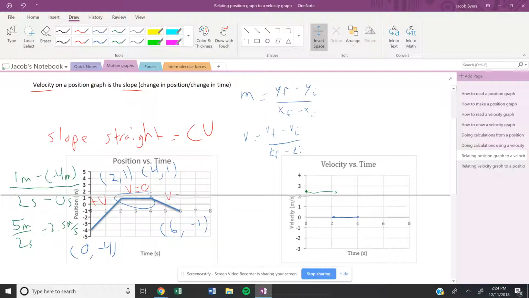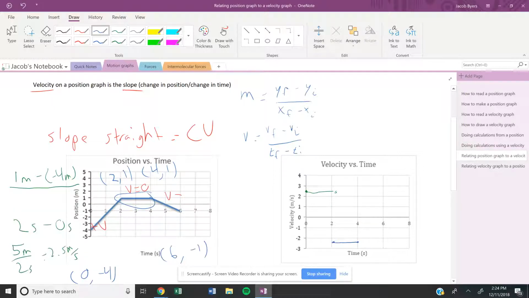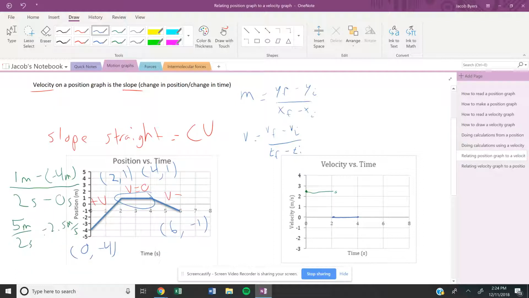Then we can go ahead and connect that. It's not going to be quite vertical, because you can only be at one velocity at a time, but it's going to be a quick stop. Then we're going to go with a negative velocity, and we can figure out what that is. Again, you end at -1 meters, so you're going to subtract 1 meter from that. You end at 6 seconds.